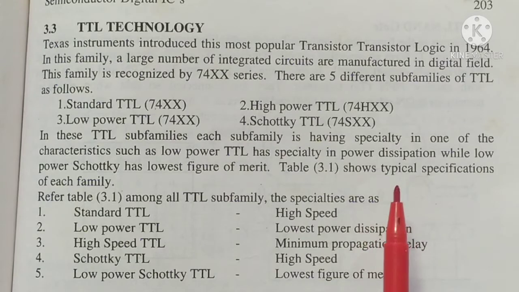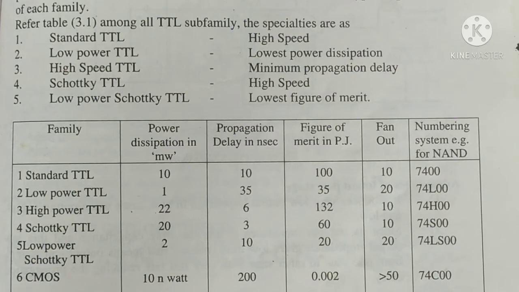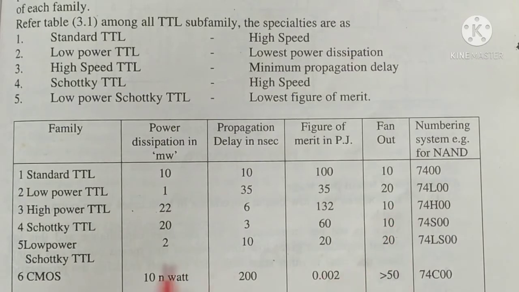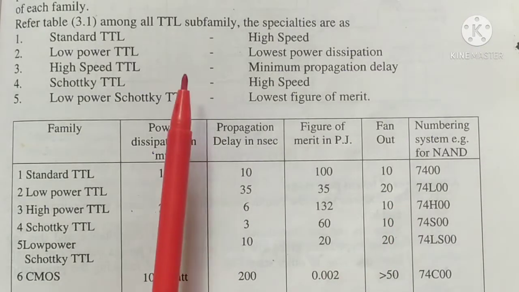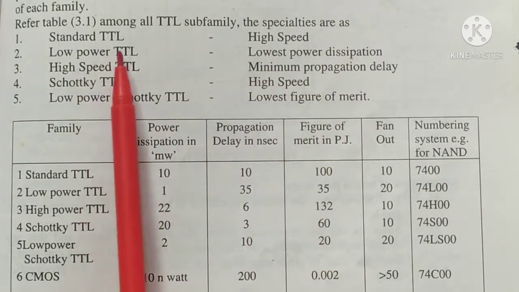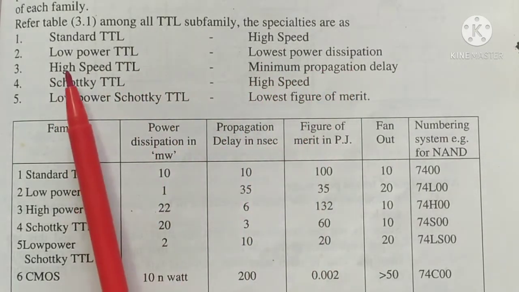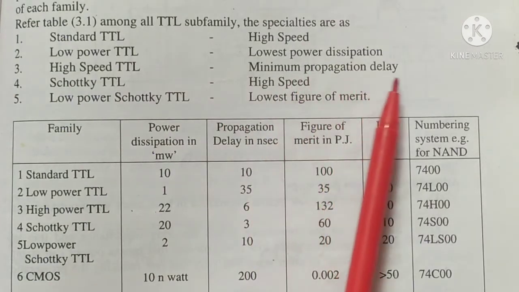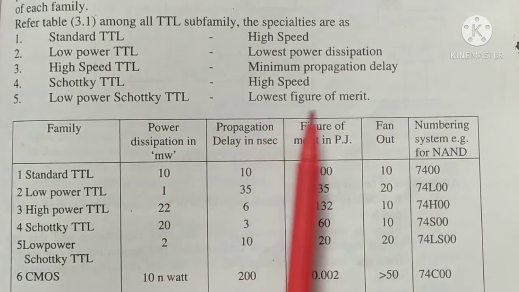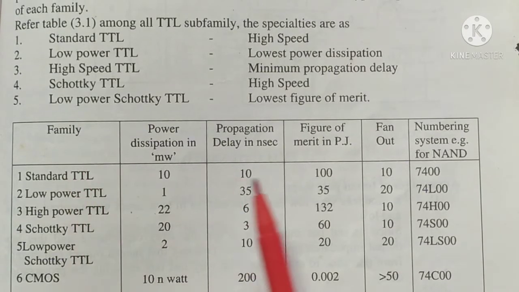So the typical specification. Okay, from this table we'll get the typical specification of each family. This table gives, among all TTL subfamily, the specialities as: standard TTL high speed, low power TTL lowest power dissipation, high speed TTL minimum propagation delay, Schottky TTL high speed, low power Schottky TTL lowest figure of merit. And here you can compare all the characteristics.